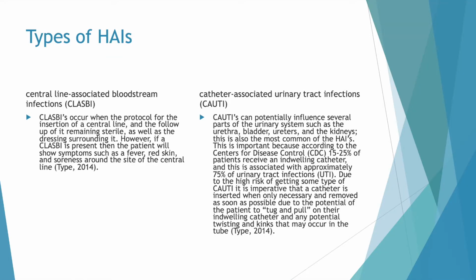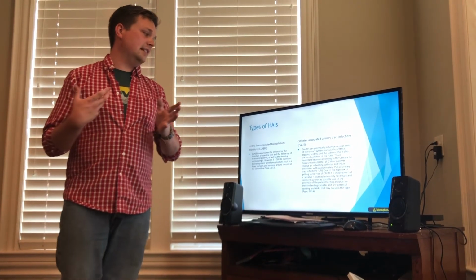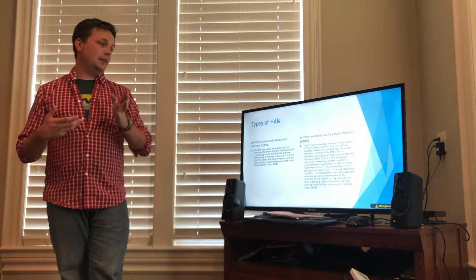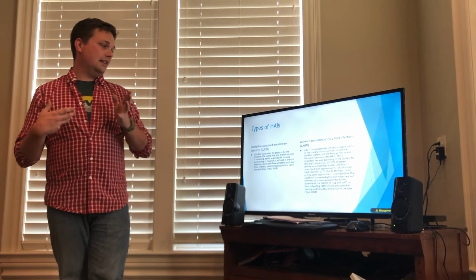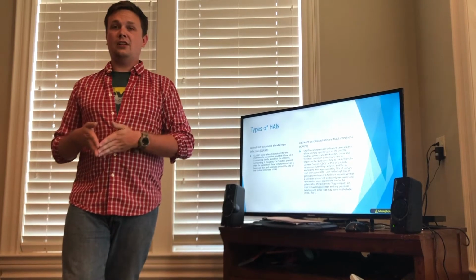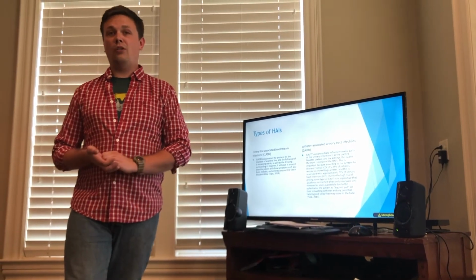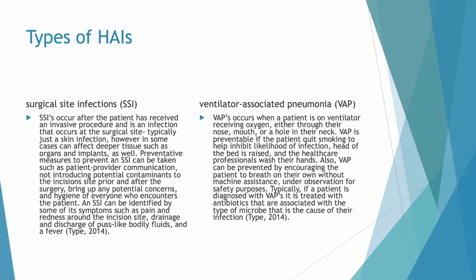And then there's the other really common one, the catheter-associated urinary tract infections. And there's a lot of moving parts there. So it affects the bladder, ureters, and the kidneys. And it's the most common one. What happens with these ones is if it doesn't go in sterile, it can cause an infection, or a patient can tug and pull on the catheter, and then that can cause issues as well.